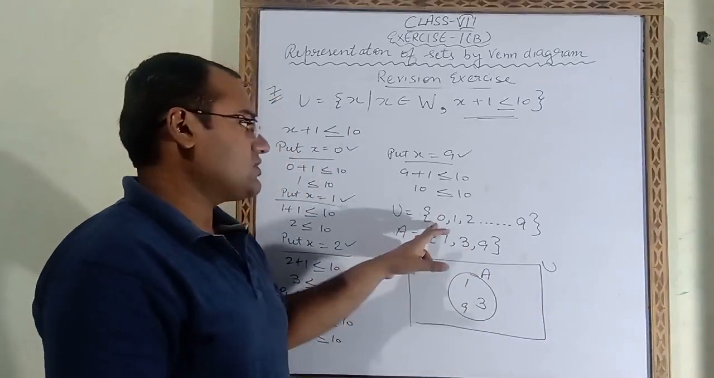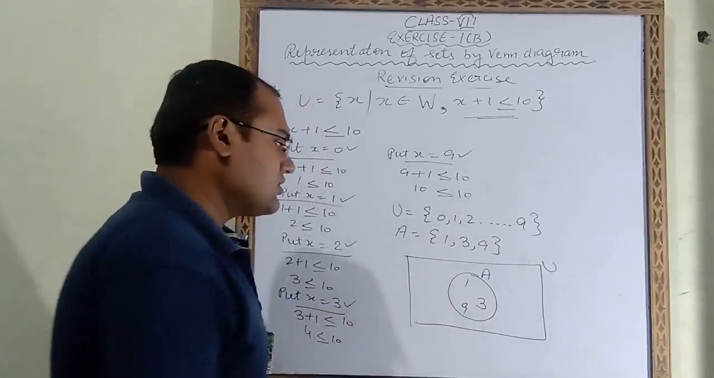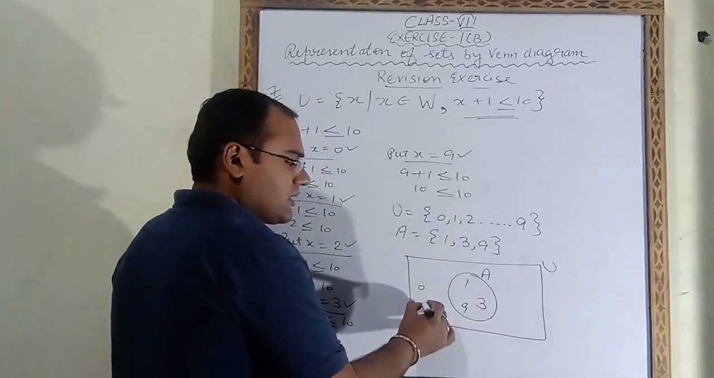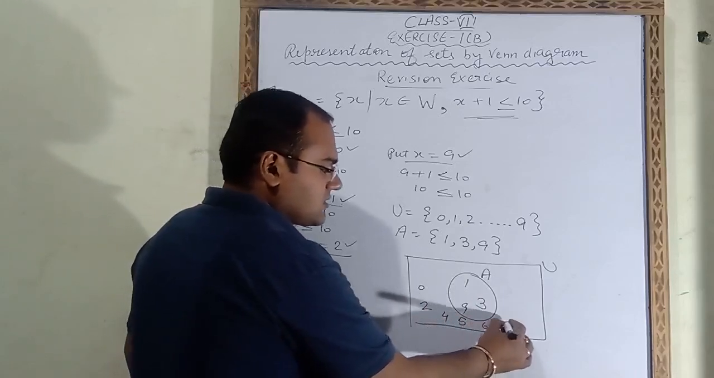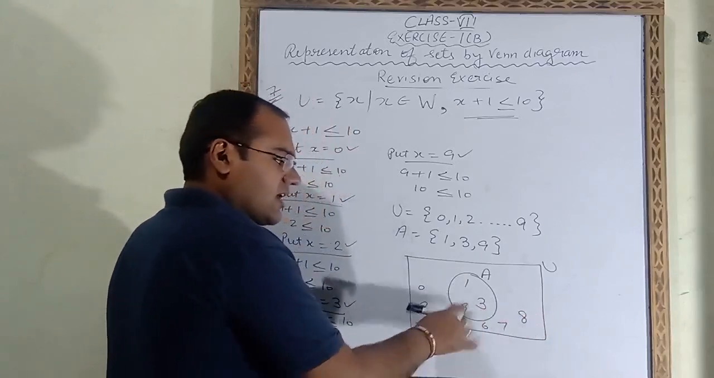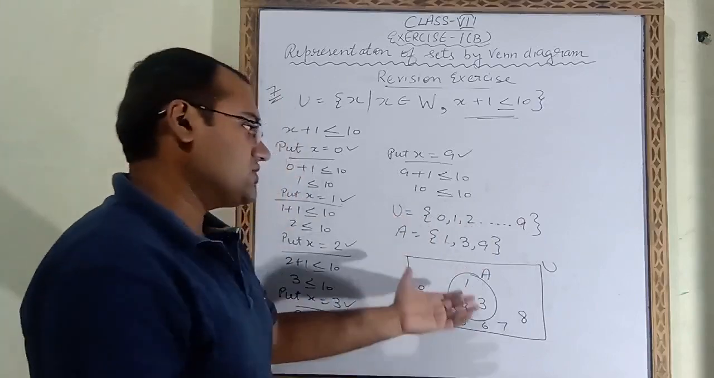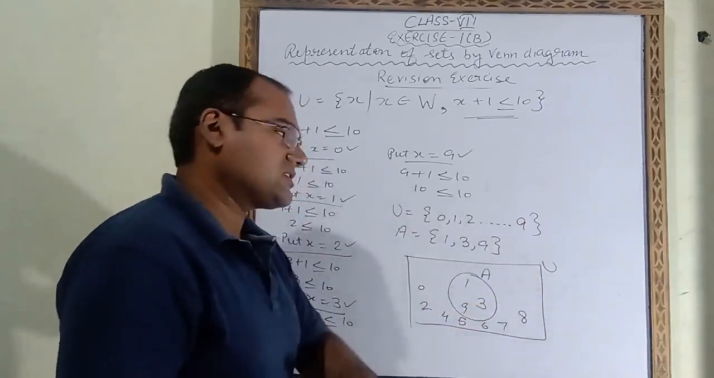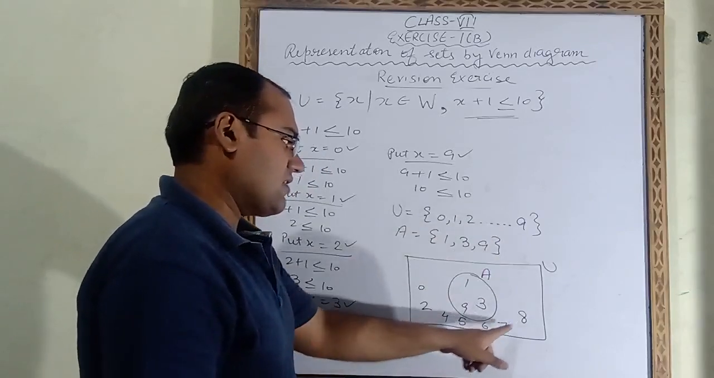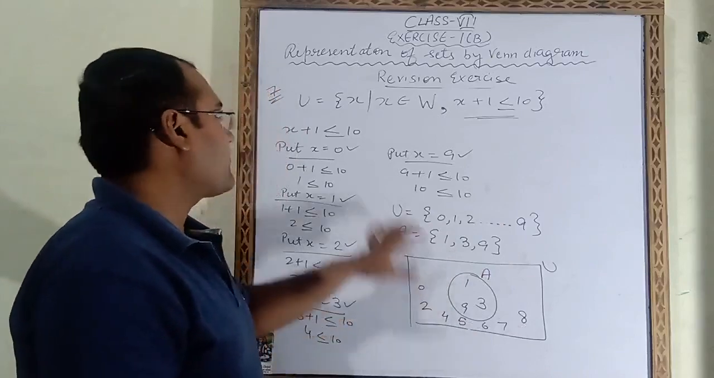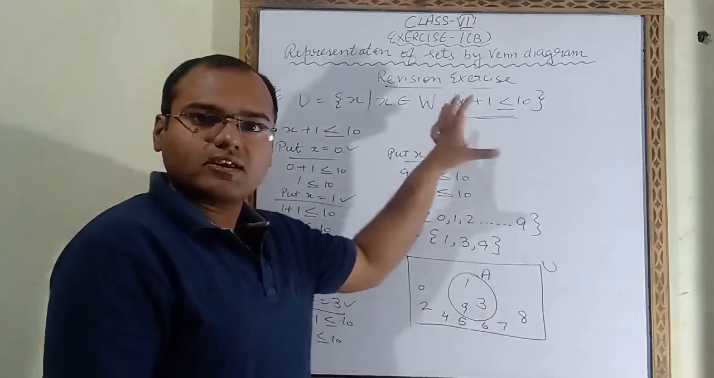From the universal set, 0 to 9 are there, but we will not write 1, 3 and 9 again because we have already written them. So what remaining elements are there? 0 is remaining, 1 is over, 2, 3 is over, 4, 5, 6, 7, 8, 9 is already over. So from 0 to 9 we write in the universal set. Now you can check that in this rectangular box all the elements from 0 to 9 are there. So this is the Venn diagram for question number 7. Like this you have to do the remaining part of this revision exercise.